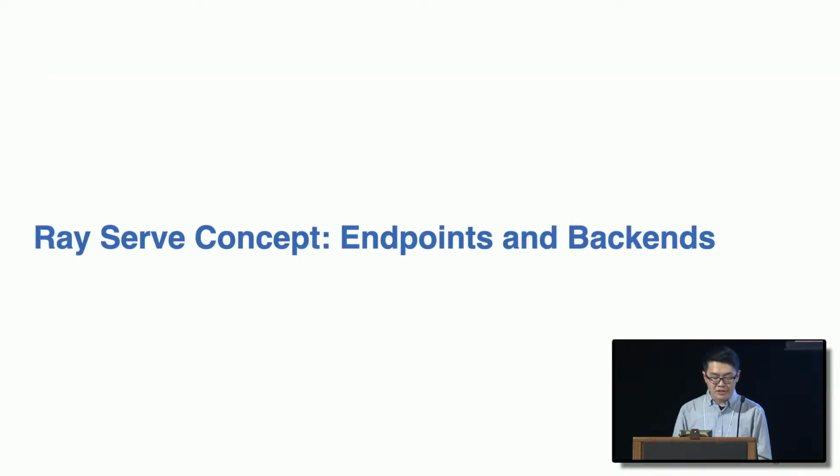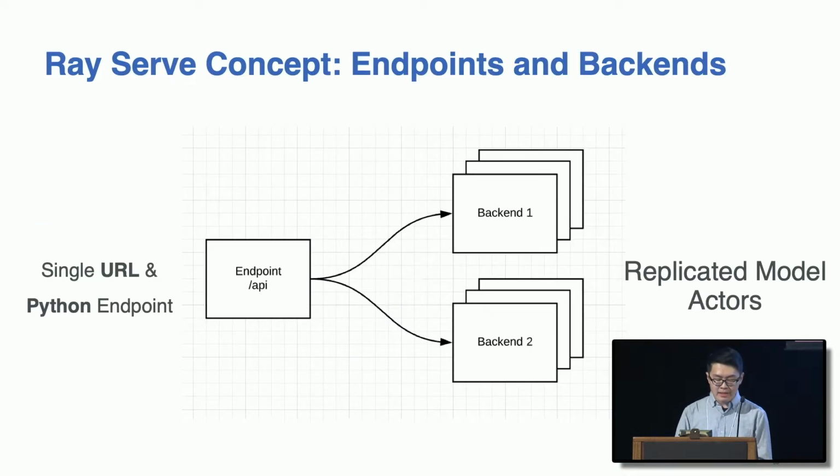Well, what else does Serve bring to the table? Other than addressing Clipper's limitation, Serve also has a concept of endpoints and backends. Let me briefly explain them. An endpoint is a single URL route endpoint that can be invoked from HTTP, as well as a Python invocable endpoint. What this means is that you can send a request to an endpoint through HTTP using a JSON request or whatever, as well as send the request directly in Python. This is a critical component for pipeline serving.